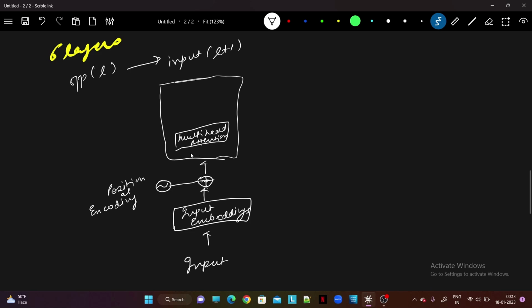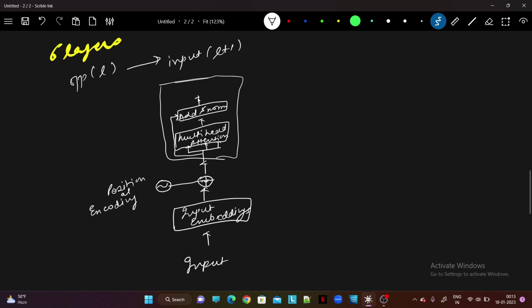There are generally 8 heads. I'll draw 3 lines for this. Then the output is added and also normalized. Also remember there's a skip connection to it. You might have seen skip connections earlier in ResNet kind of architectures. So that's how it is.